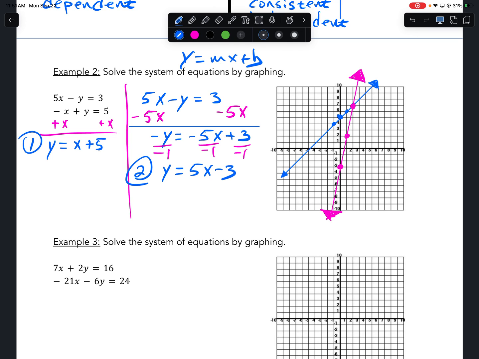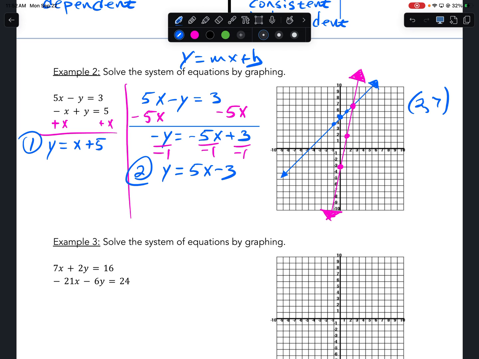What is the solution? Anyone, raise your hand if you know the solution to this equation. Go for it. And then what's the XY solution to the equation? It is consistent and independent. That's correct. 2, 7. Good.